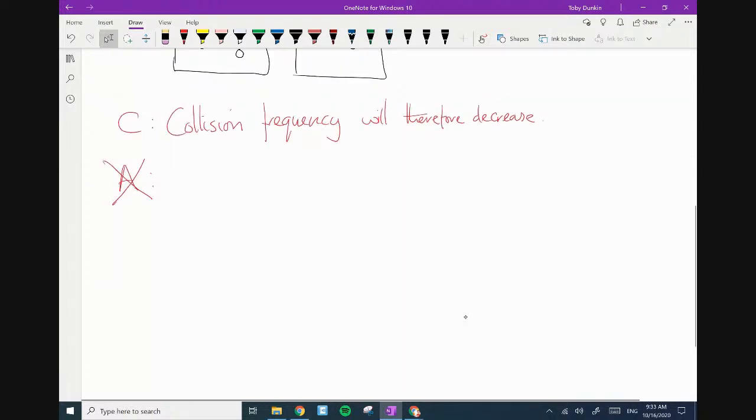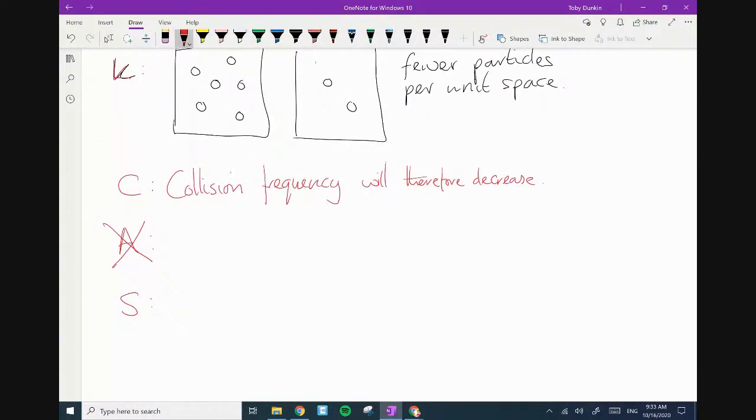Right, so what happens to the number of successful collisions? So we've now said fewer particles per unit space, collision frequency will therefore decrease, therefore fewer successful collisions, rate decrease.